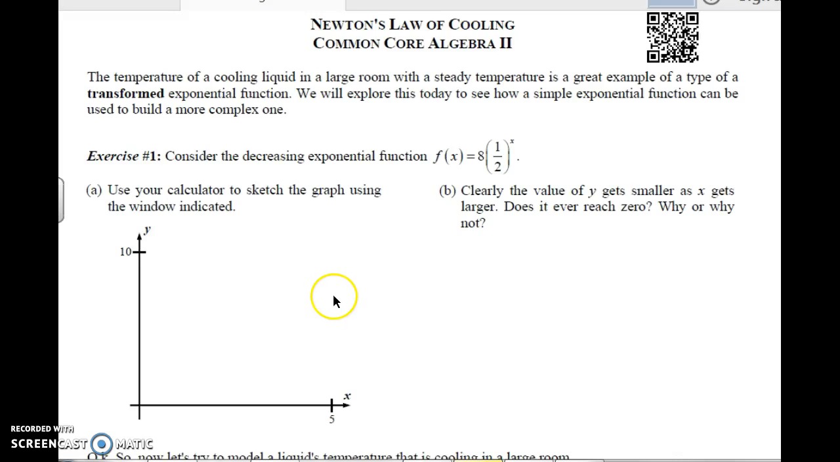This is Algebra 2, Unit 4, Lesson 14 on Newton's Law of Cooling. The temperature of a cooling liquid in a large room with a steady temperature is a great example of a type of transformed exponential function. We'll explore this today to see how a simple exponential function can be used to build a more complex one.